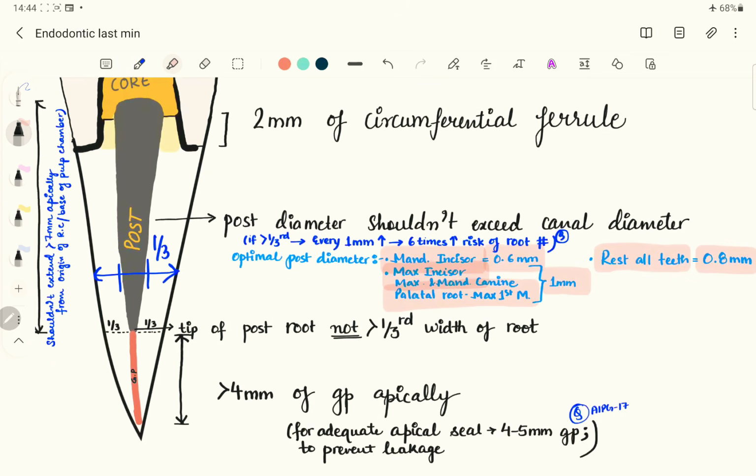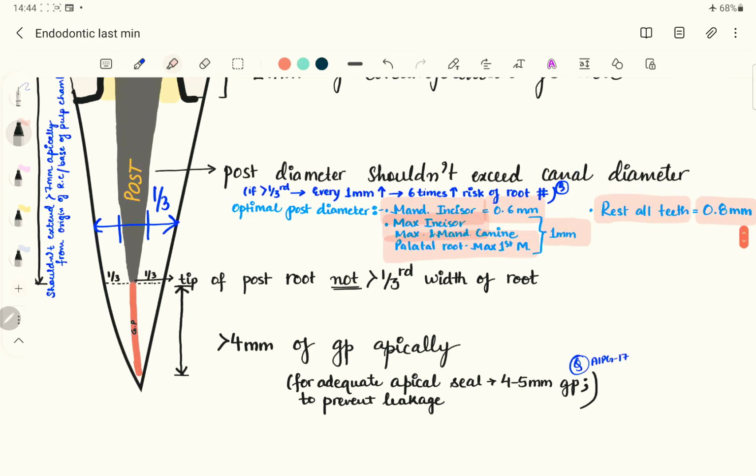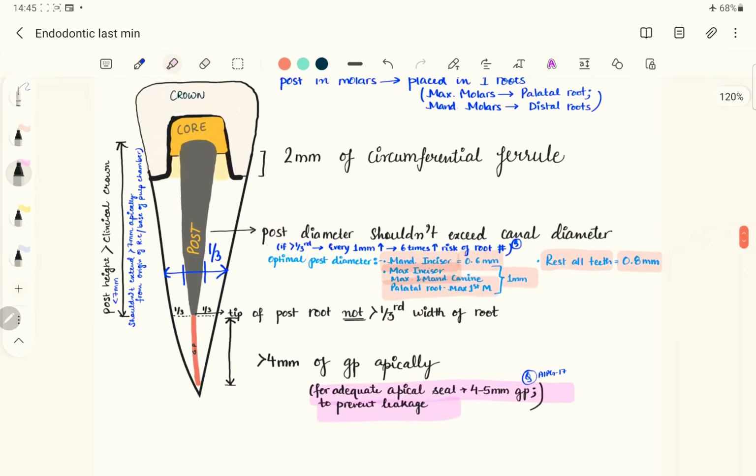Also, when you are about to do a post and core, we should remove the gutta percha first. How much gutta percha should be left inside the tooth? At least 4 millimeters of gutta percha should be left inside the tooth apically, and this is to create an apical seal and prevent leakage. So a minimum of 4 to 5 millimeters of gutta percha should be left inside the tooth apically. That is again asked in a question.